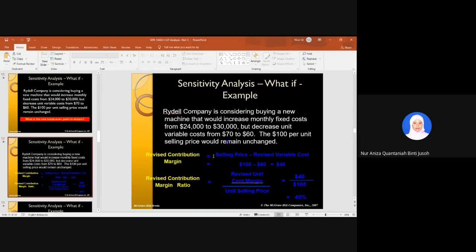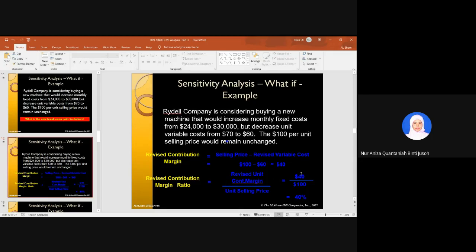Okay, so this is the revised contribution margin. Now you will use the new information to get to the new contribution margin and the new contribution margin ratio. Selling price is still the same, unchanged at 100, but variable cost is now 60. So use 60, and you will get the new contribution margin to be 40.